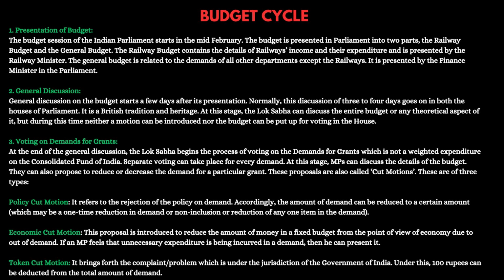Economic cut motion. This proposal is introduced to reduce the amount of money in a fixed budget from the point of view of economy due to out of demand. If an MP feels that unnecessary expenditure is being incurred in a demand, then he can present it. Token cut motion. It brings forth the complaint problem, which is under the jurisdiction of the Government of India. Under this, 100 rupees can be deducted from the total amount of demand.